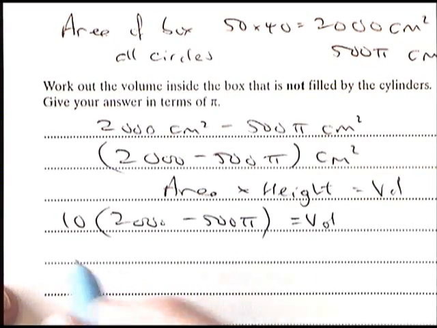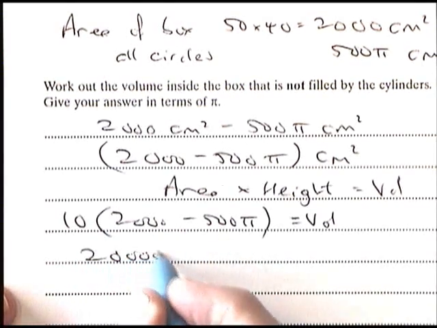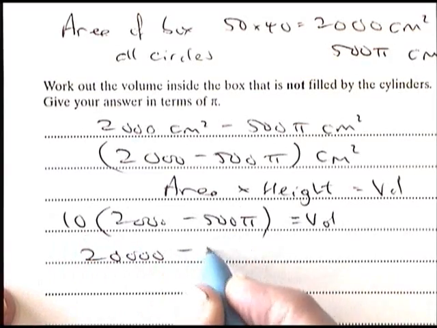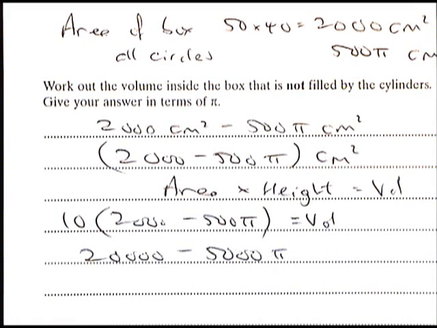Now, if you could multiply the brackets out, 10 lots of 2,000 is 20,000, and 10 lots of 500 is 5,000. So you could put down 20,000 minus 5,000 pi. That's perfectly acceptable as well.